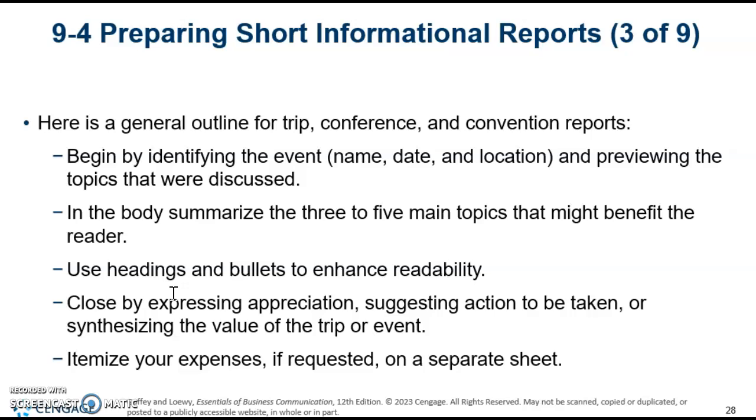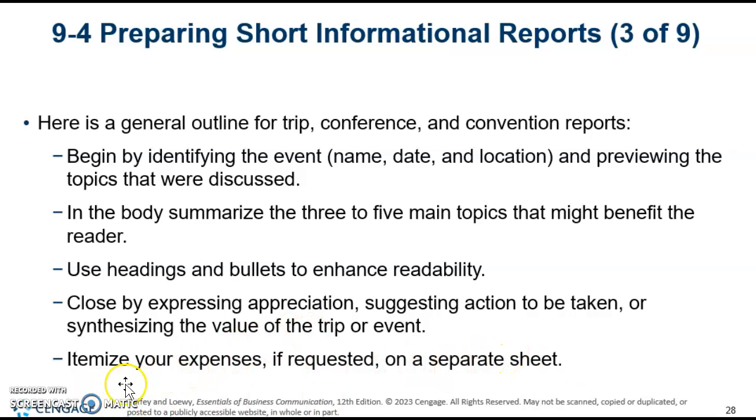Here's a general outline for trip, conference, and convention reports. You're going to begin by talking about the event, the name, the date, the location, and then in the body you're going to summarize those 3 to 5 main points that might benefit the reader. Make sure you use headings and bullets to enhance readability. Then close by expressing appreciation or suggesting action to be taken or synthesizing the value of the trip. Itemize your expenses if requested, but do this on a separate sheet.